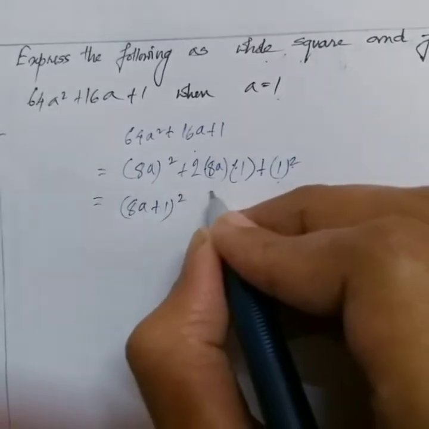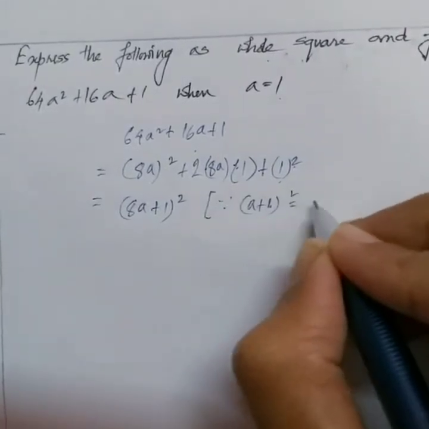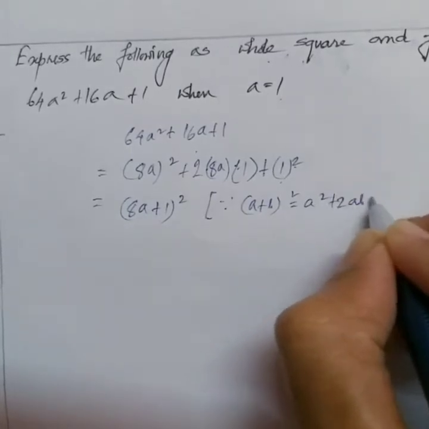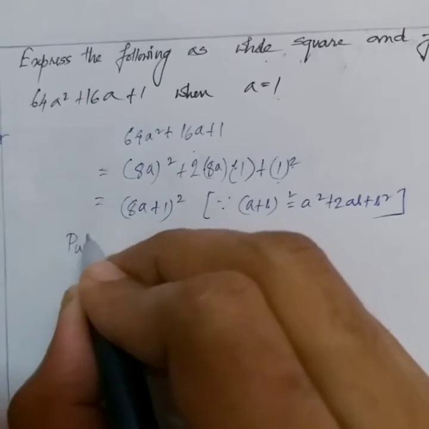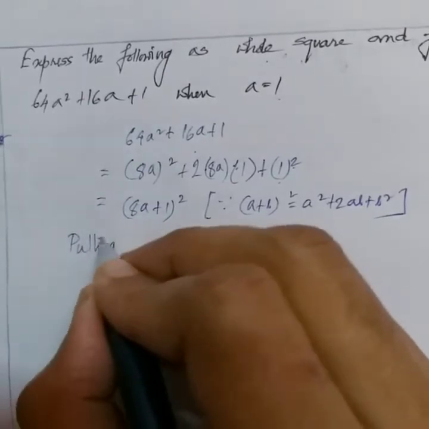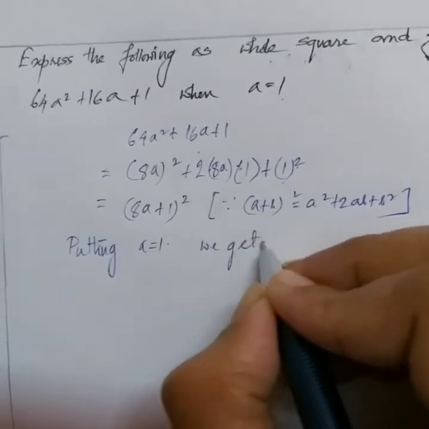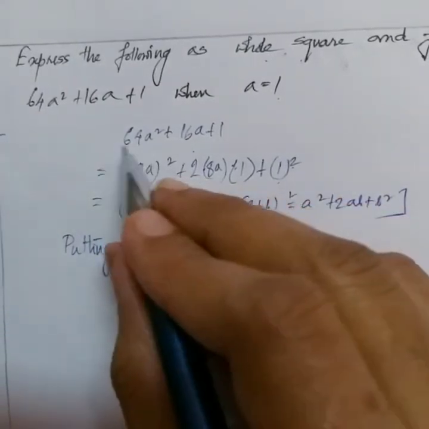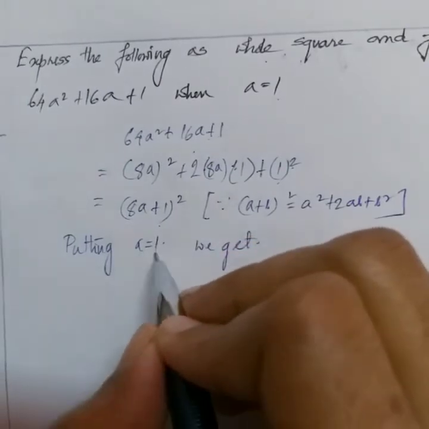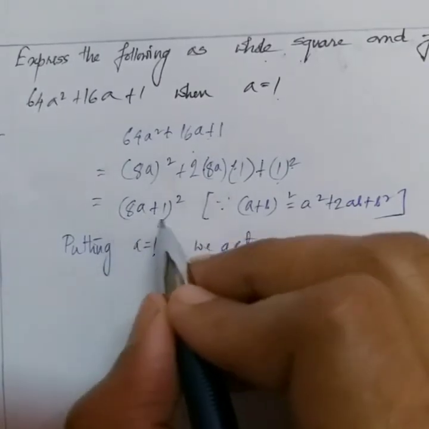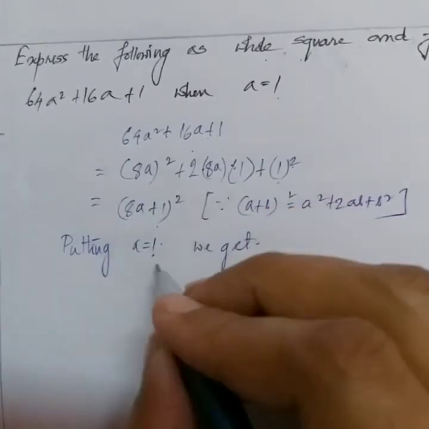Okay, don't forget to mention the formula, since a plus b whole square is equal to a square plus 2ab plus b square. Okay, right? Putting a is equal to 1, we get, since you have expressed this given expression into a whole square form, now you can put the value of a in the given expression, not in the given expression but in the whole square form, and then find out the value of this.